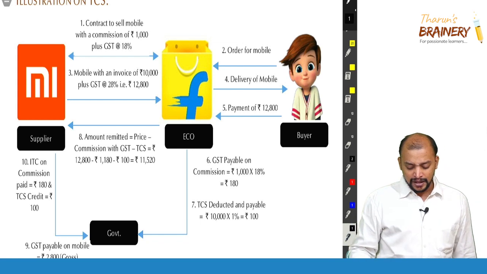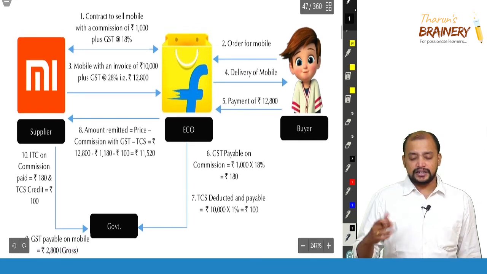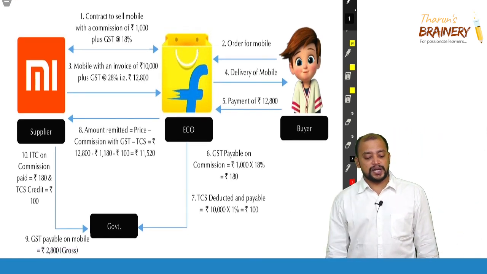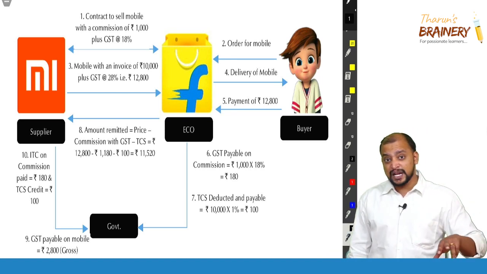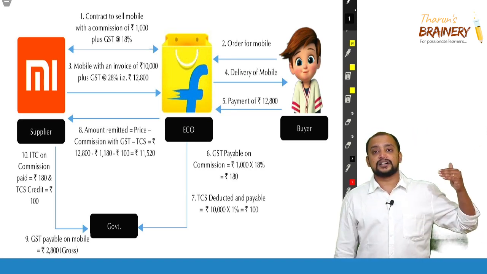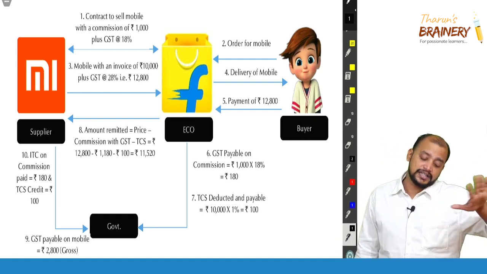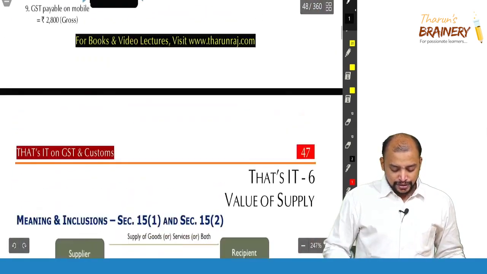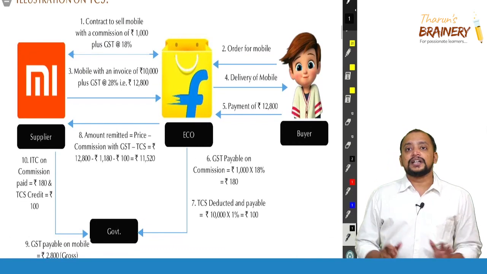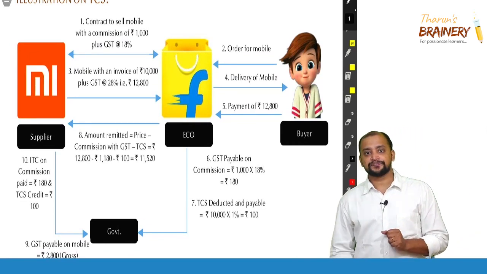So this is how that GST is payable. Here the gross GST payable is 2,800, but the net will be after deducting that ITC credit of 180 and TCS credit of 100 rupees. So this is with respect to TDS and TCS.